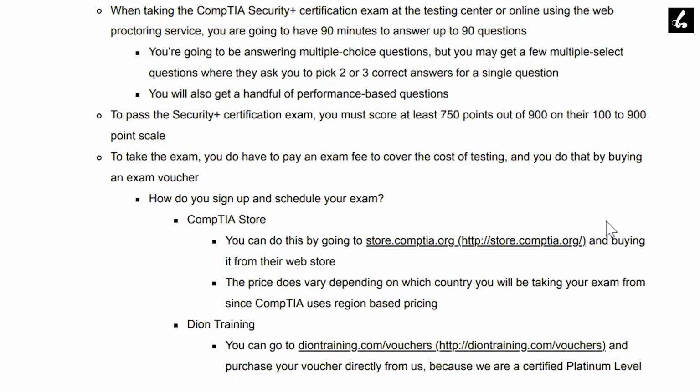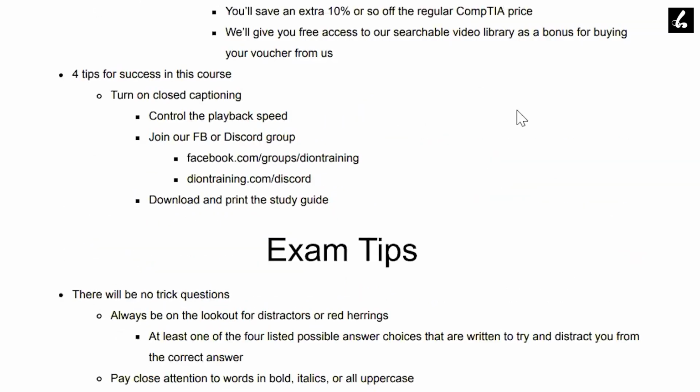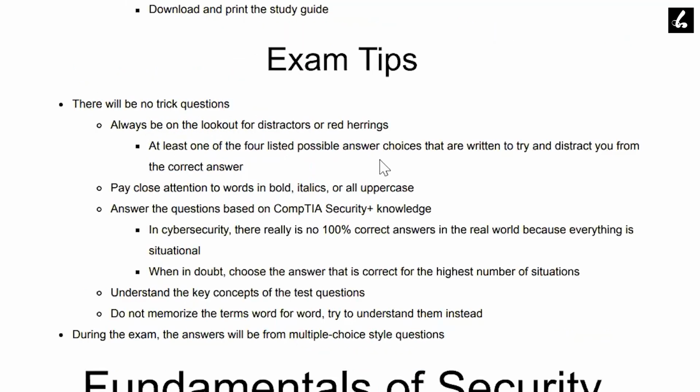You can buy the voucher on the websites, and there are discount options as well. You can check on the internet. This I have already prepared, but it is not required.